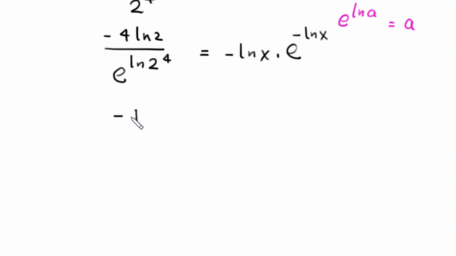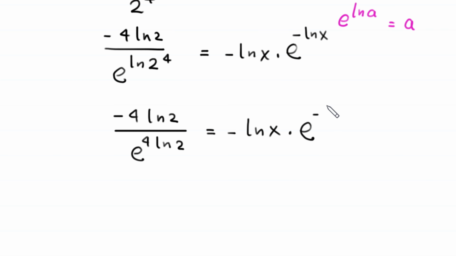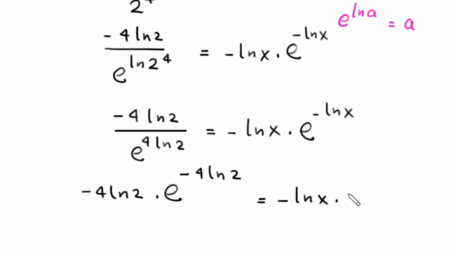Next, negative 4 times ln of 2 divided by, this will become e to the power 4 times ln of 2 is equal to negative ln of x times e to the power negative ln of x. Now this expression at the left hand side will become negative 4 times ln of 2 times e to the power negative 4 times ln of 2 is equal to negative ln of x times e to the power negative ln of x.